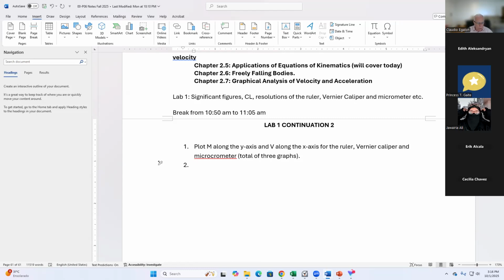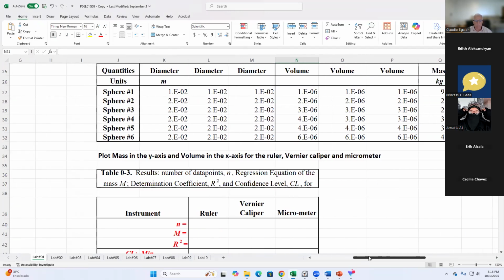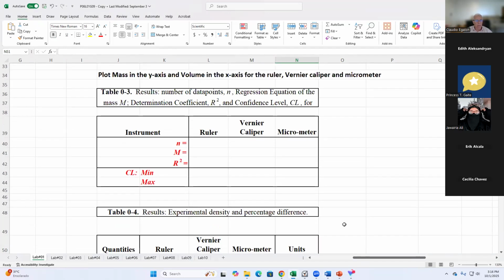2. Log the slopes of each graph in their respective cells in table 4. What else do you have to do?